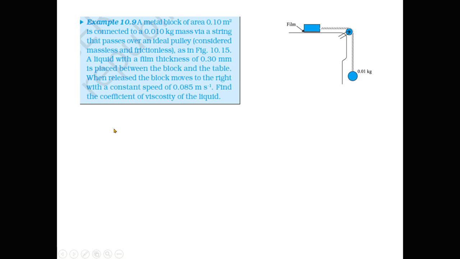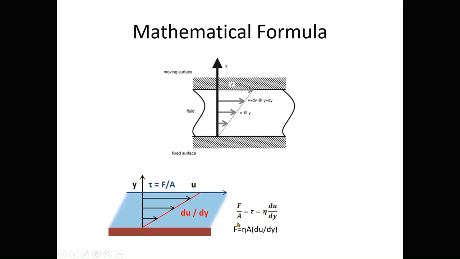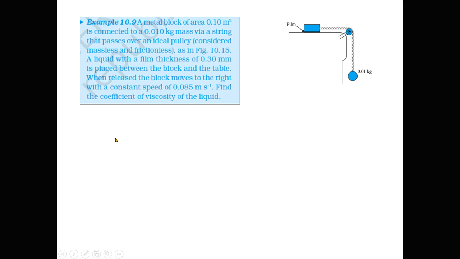Now we have the formula. Remember it. F is equal to eta A du by dy, where eta is the coefficient of viscosity, A is the area, and du by dy is the velocity gradient. Okay. Now remember this. Now here is a problem.